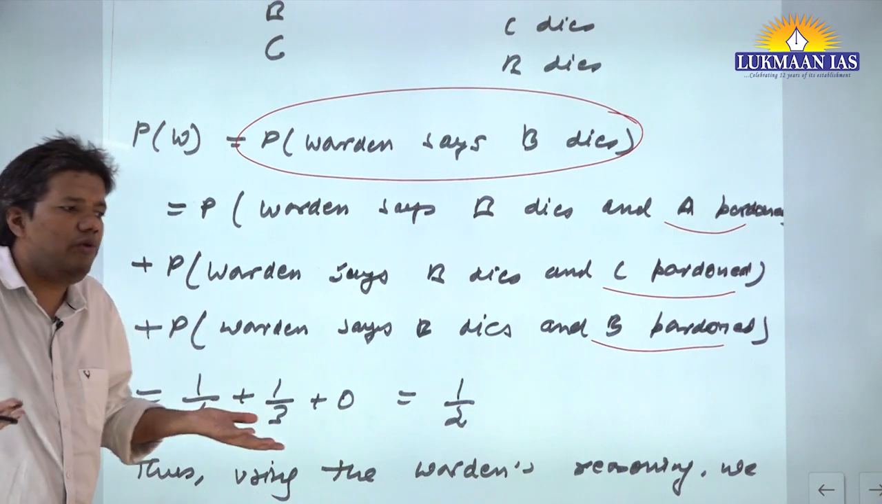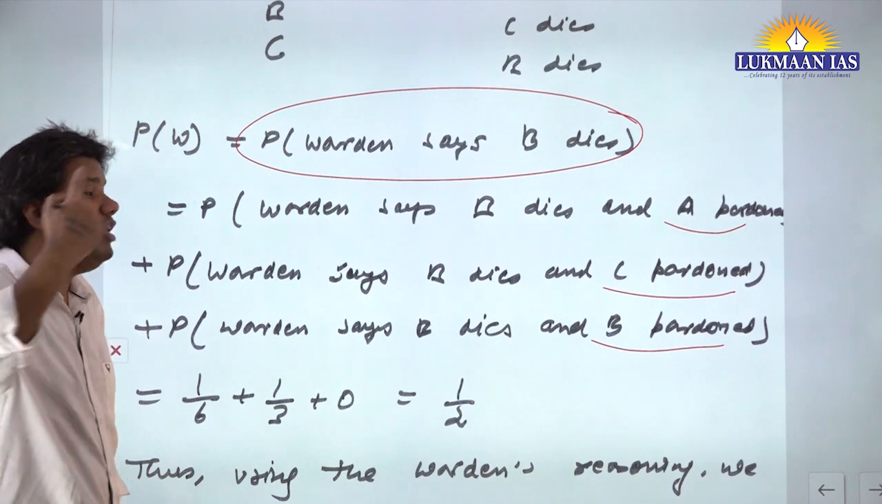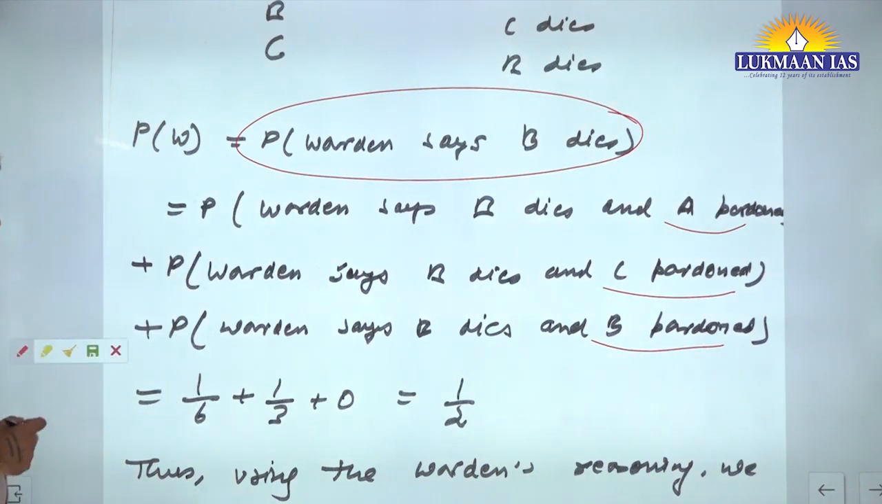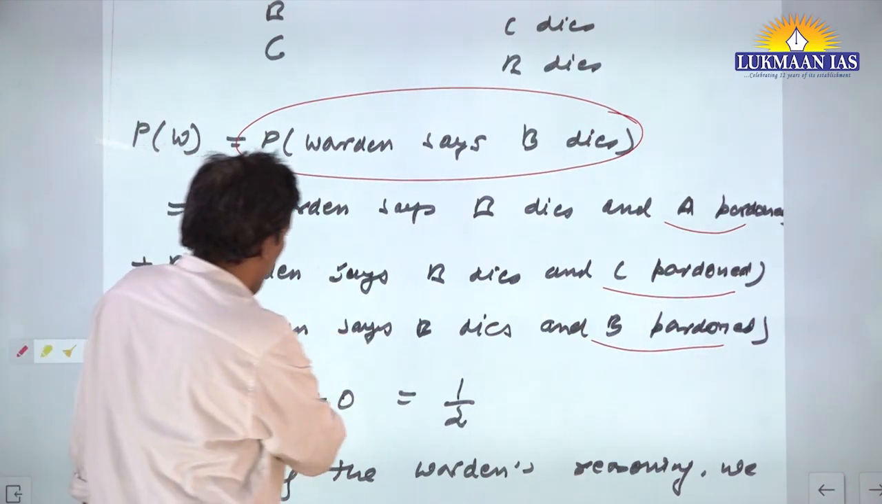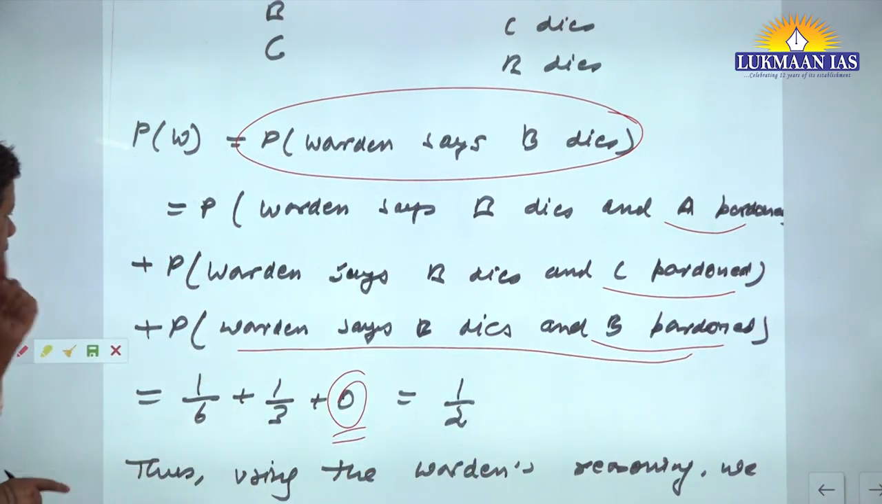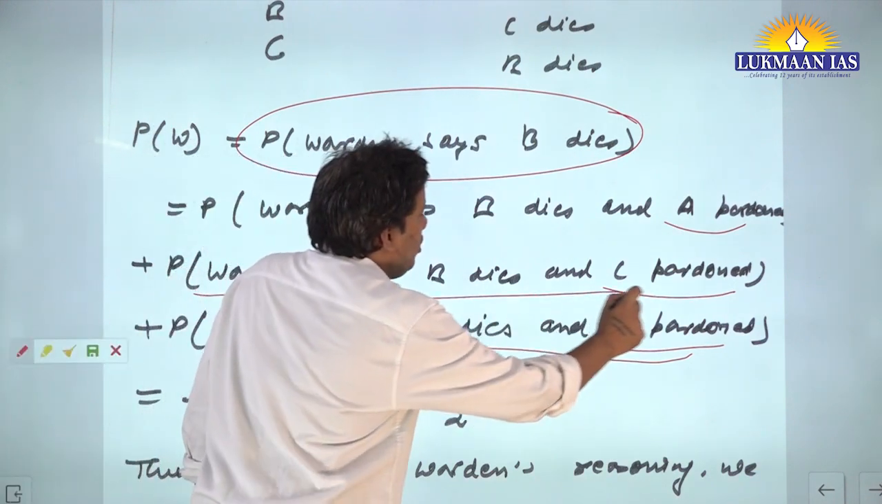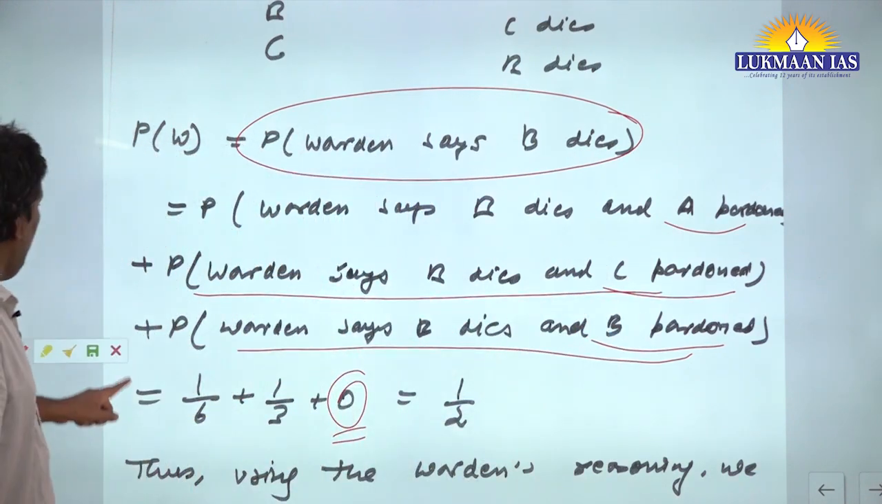But warden himself was assuming that he is not telling a lie, and he assumed that he is not giving any additional information to A. So the third case is 0, right? Warden says B dies and B pardoned, so इसकी probability is 0. इसमें कोई doubt नहीं है. Now come to the second case. Warden says B dies and C pardoned.